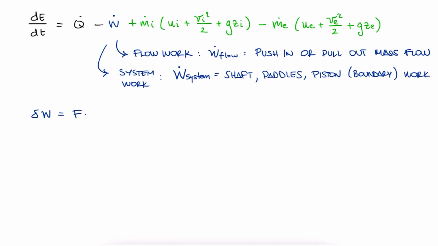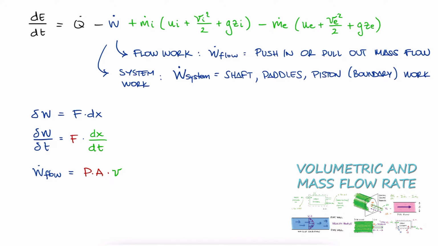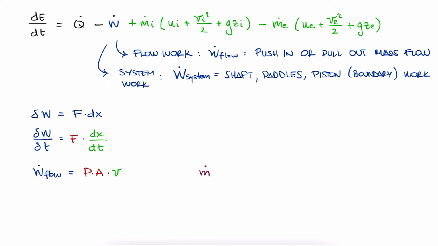Mathematically, if delta W is F dx, like we've seen before several times, and therefore delta W over delta t is equal to F dx/dt, we call what's on the left the flow work, W dot sub flow, and on the right we identified that the force is the pressure times the area, and that dx/dt is the velocity. And if we know from the previous 8-minute lecture where we defined flow rates, link below, that the mass flow rate is density times velocity times area, or velocity times area over specific volume, then area times velocity can be written as m dot times specific volume. This means that flow work is pressure times m dot times specific volume.